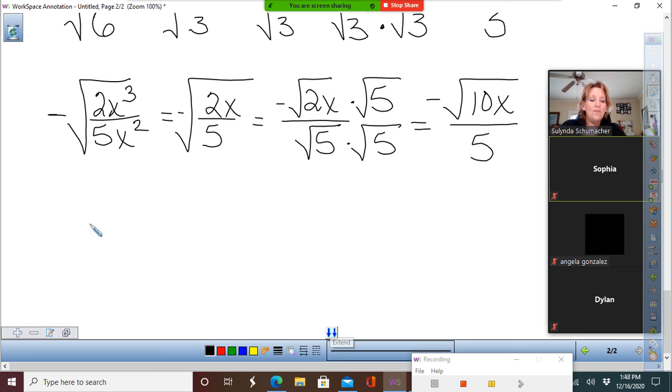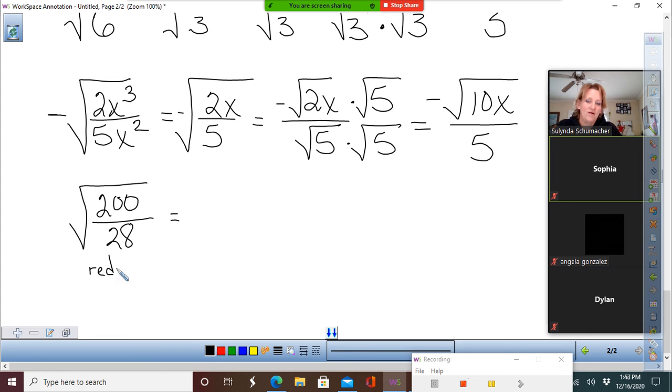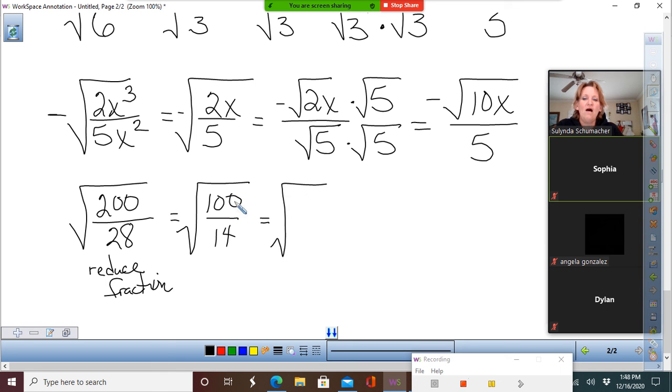How about if I have the square root of 200 over 28? Step 1, reduce the fraction. I'm going to put it right underneath here. Reduce fraction. All right, so what goes into both 200 and 28? I know 2 goes into both of them. Okay, so if I reduce it by 2, that gives me 100 over 14. I can reduce that further, can't I? I can actually put 4 into both of them originally, right? So this is actually the square root of 50 over 7.